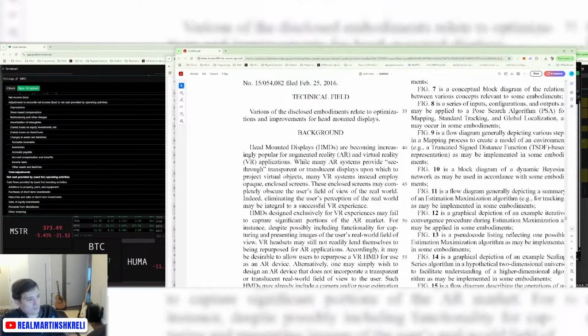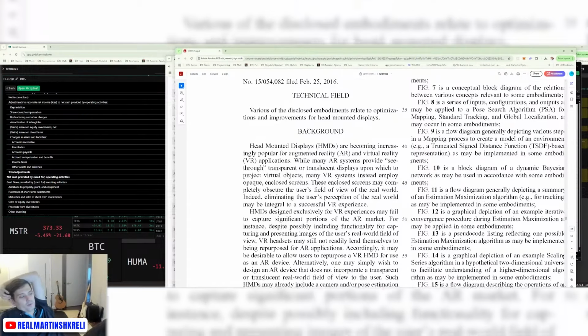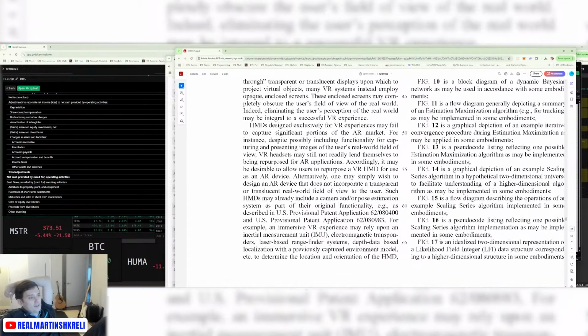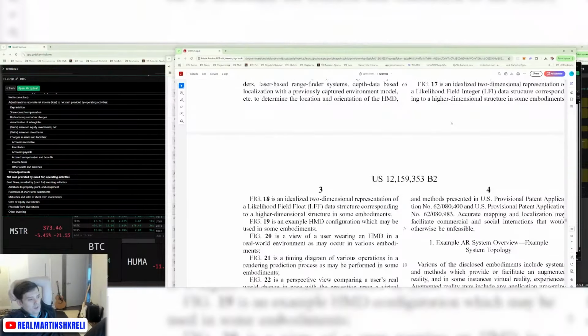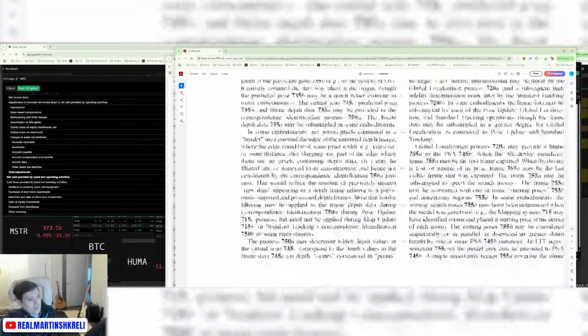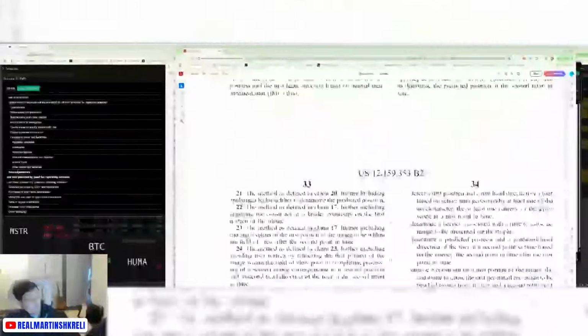So here it teaches head-mounted displays are becoming increasingly popular for AR and VR. AR systems provide see-through, transparent, or translucent displays upon which to project virtual objects. Many VR systems instead employ opaque or enclosed screens. These may completely obscure the user's field of view of the real world, and eliminating the user's perception of the real world may be integral to a successful VR experience. So it goes on and on about what it is they're inventing and why. But let's look at the claim.